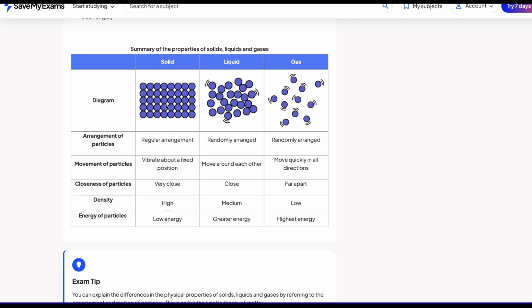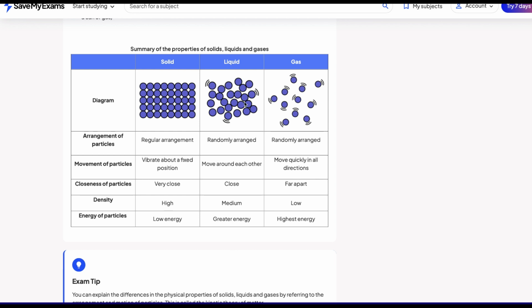Now, in terms of closeness of particles, you say they are relatively very close. The particles are close, and in terms of density, they have high density. Solids have high density, of course, because their particles are very close together. Now, the energy of the particle is low here. The energy is not very high, so they cannot move. So it has a low energy of particle.